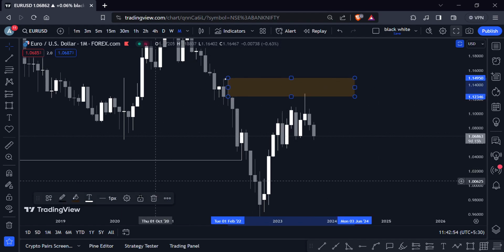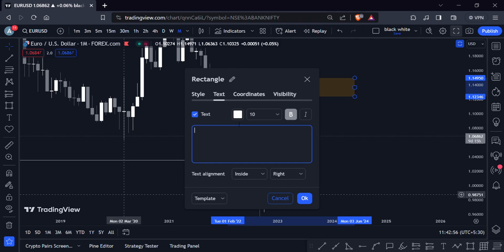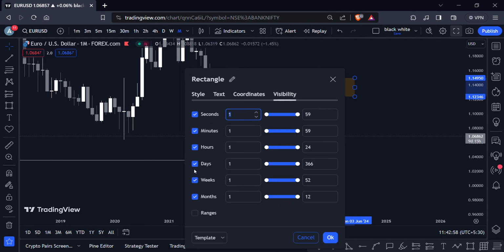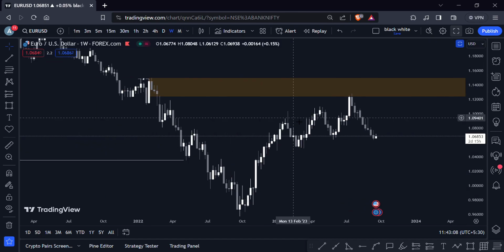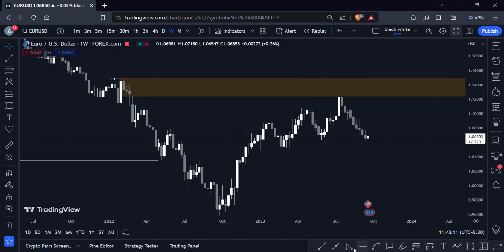So let's make it visible to weeks only. I won't be needing it for days. Clear it. Okay, fine. So let's move to the weekly. What do we have in weekly and where did the market react?